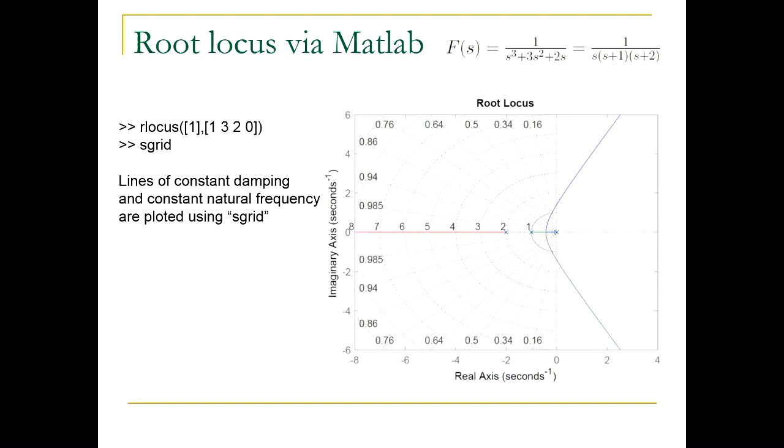But if you put in the sgrid command, then it will provide these dashed lines. And these dashed lines are really useful because they give you lines in the complex plane where you have constant natural frequency or constant damping. So you can then say, well, at this point, I know exactly what natural frequency corresponds to this point of the root locus, and what the damping is, right? So it's just a useful design tool.